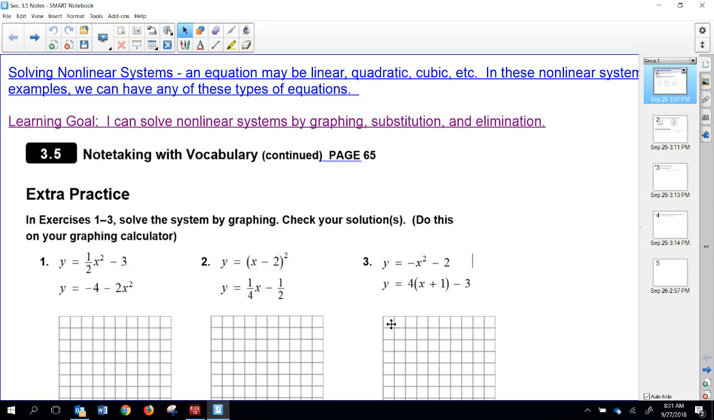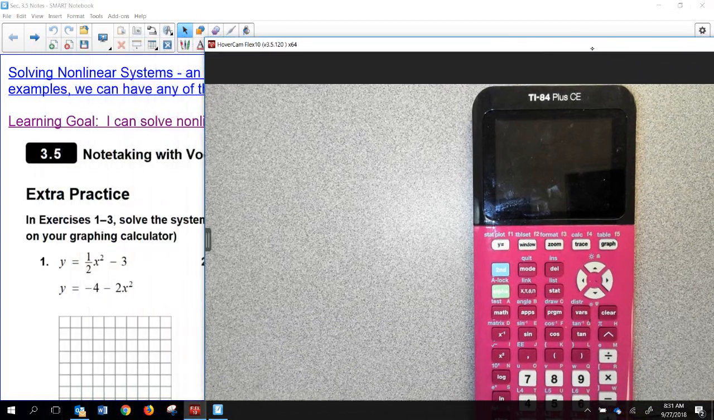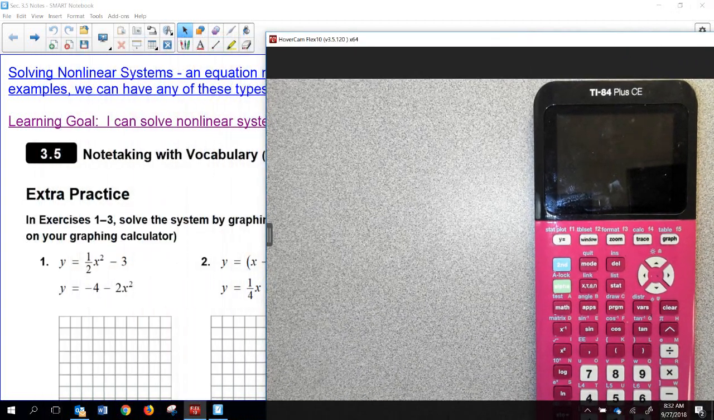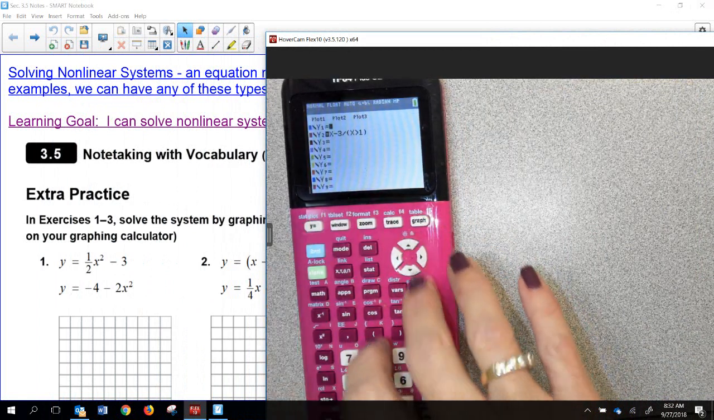It says in exercises 1 through 3, solve the system by graphing and check your solutions. Do this on your graphing calculator. We haven't done this before with quadratics, but we have with lines. So let's go ahead and put in number 1 into your calculator. We're just going to go into y equals.